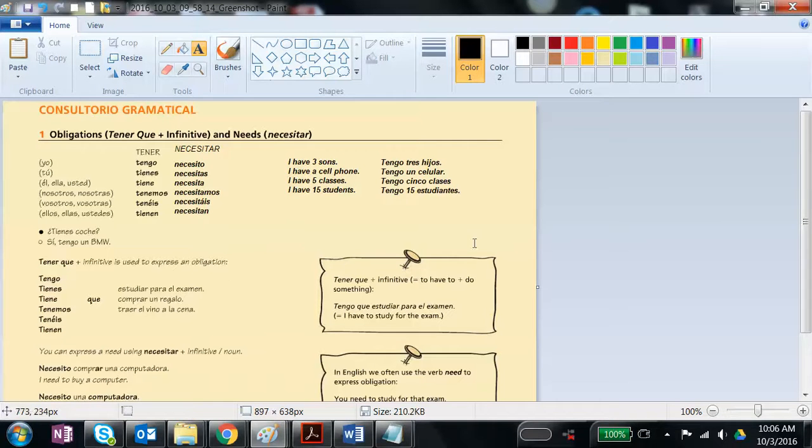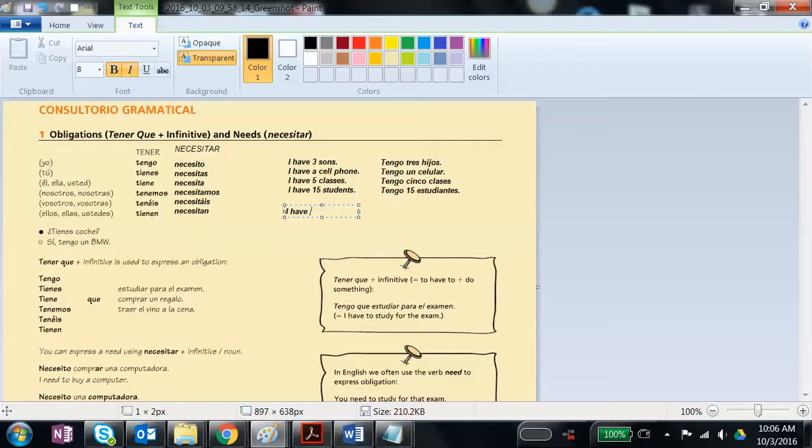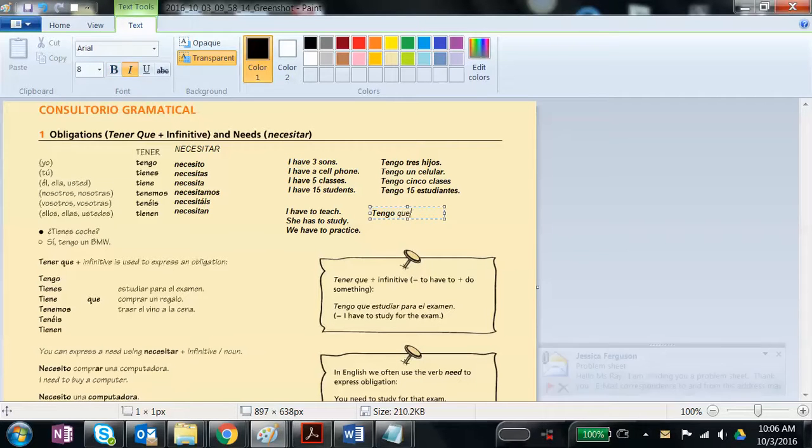So if I wanted to say, I have to teach. I have to teach. Or she has to study. We have to practice. Okay, these are all obligations. When you're trying to say you have to, then you still use tener. You just need to put a que with it. So I have to teach is tengo que.